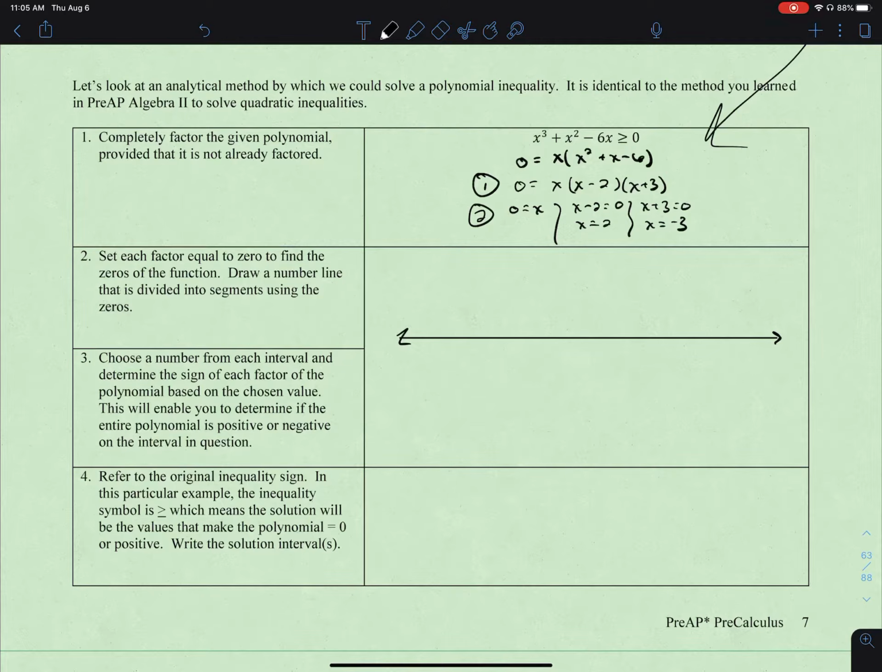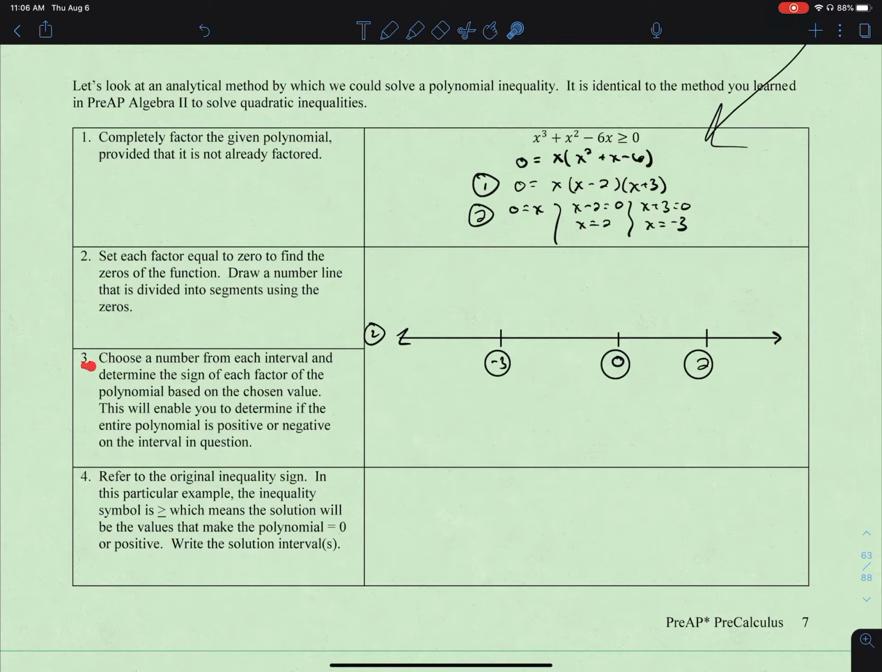You're going to put these zeros on in ascending order from smallest to biggest. So we have 3 of these. We're going to have 3 little dashes. -3 is the smallest. 0 is the middle, and 2 is the biggest. Those are the x-intercepts, the zeros. So this is also step 2.